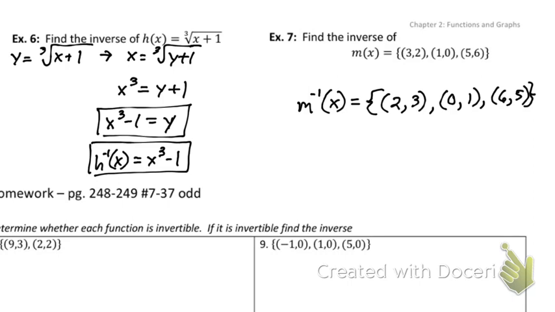All right, since we're done with this, what questions do we have from the homework? Nora. Number 61. Yeah.